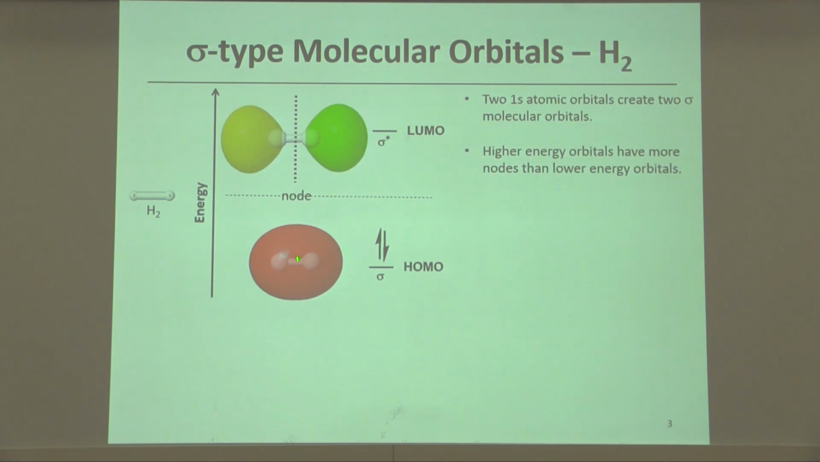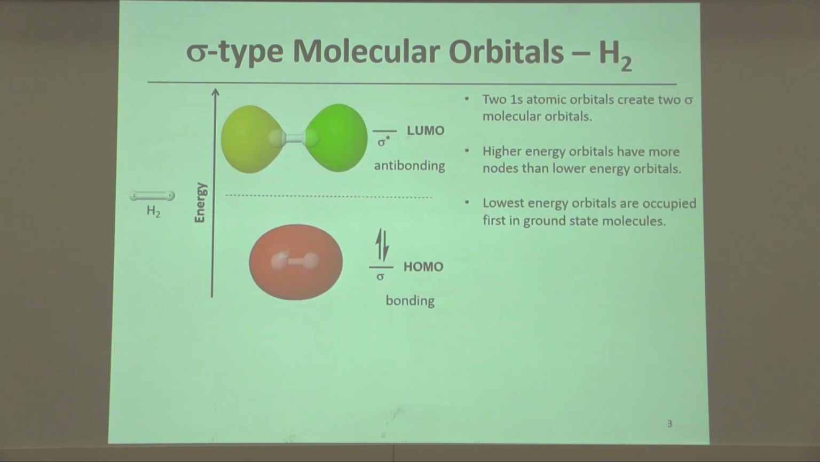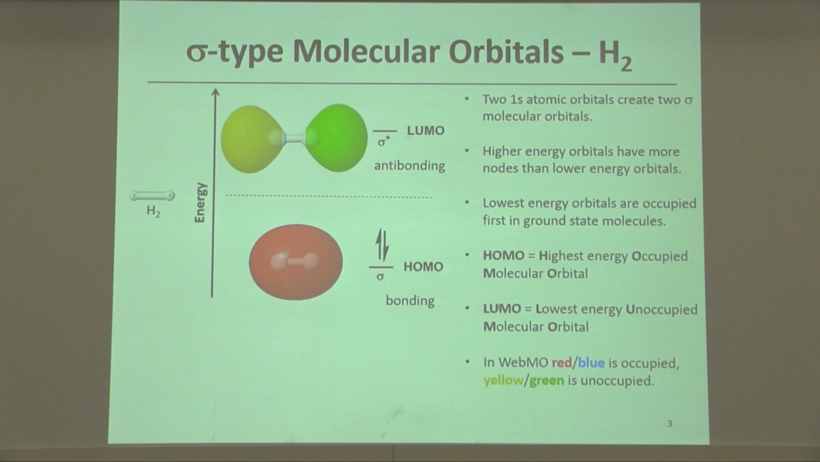So as you move from this low energy orbital, which is stabilizing to the molecule, to this higher energy destabilizing orbital, there is an increase in the number of nodes corresponding to an increase in the amount of energy. Important terms, as I've stated, are this bonding orbital being the highest occupied molecular orbital, and the anti-bonding orbital up here being the lowest energy unoccupied molecular orbital.